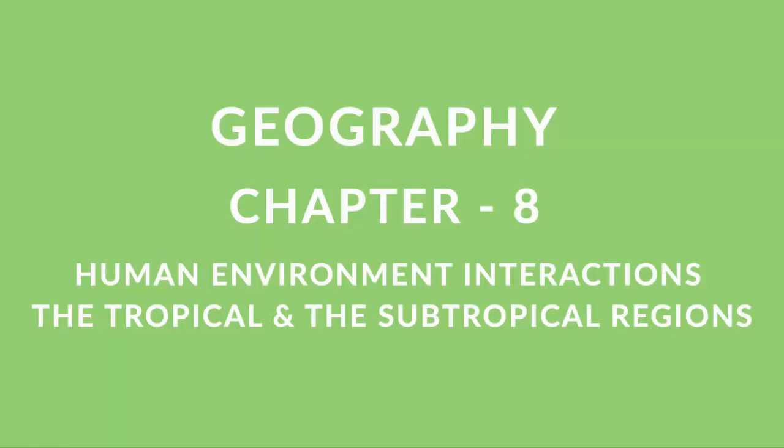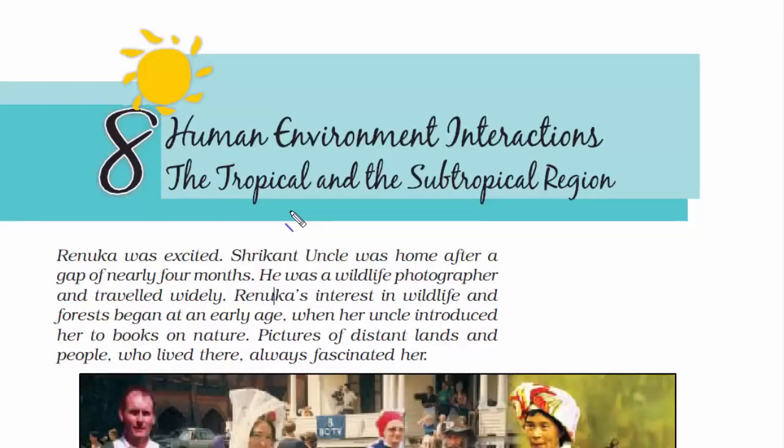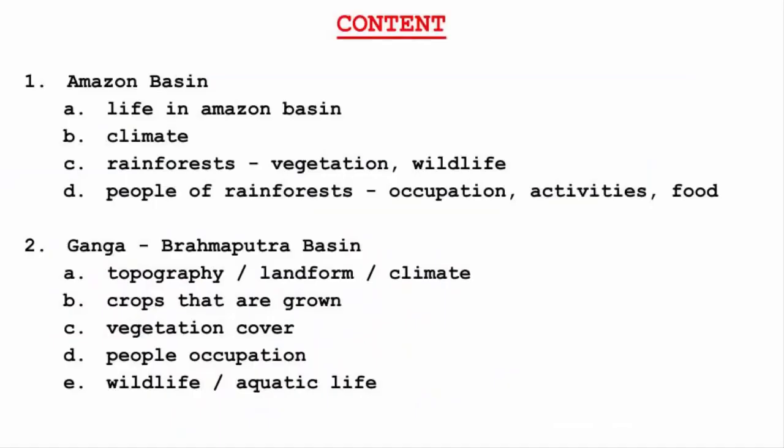Hi, welcome to the 8th chapter of Class 7 Geography. Chapter 8, Human-Environment Interactions, the Tropical and the Subtropical Region. So here is a brief content as to what we will be reading in this chapter.